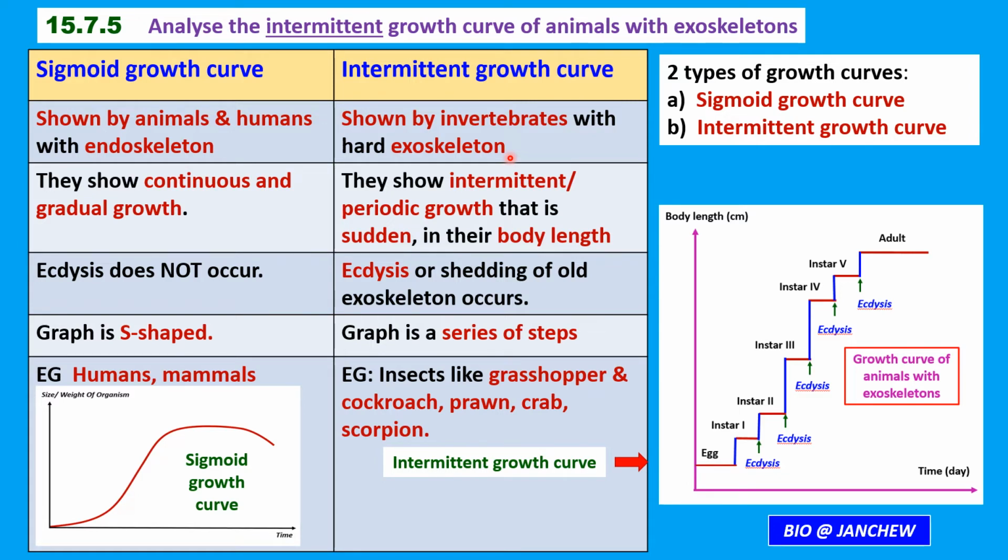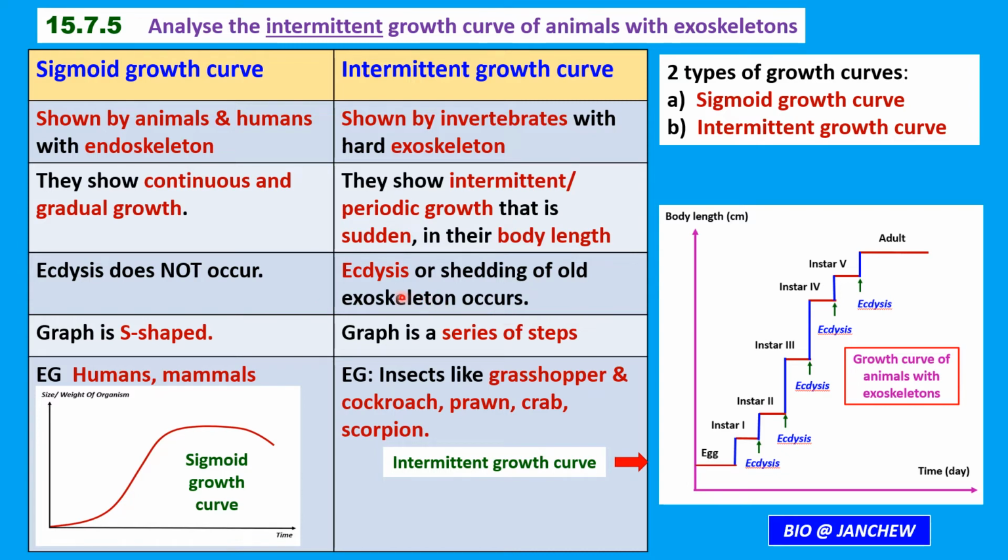Okay, so they will show intermittent periodic growth, a sudden increase in their body length when they shed their old exoskeleton and then get a new and bigger exoskeleton, which is on the outer surface of their body, right? Whereas animals that show the sigmoid growth curve show continuous and gradual growth. For the sigmoid growth curve, there is no ecdysis, molting or shedding of the old exoskeleton, as we will see afterwards.